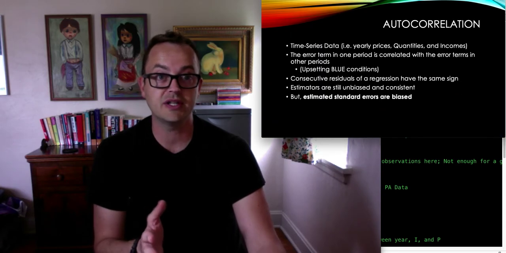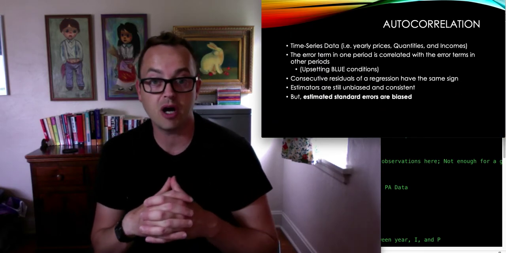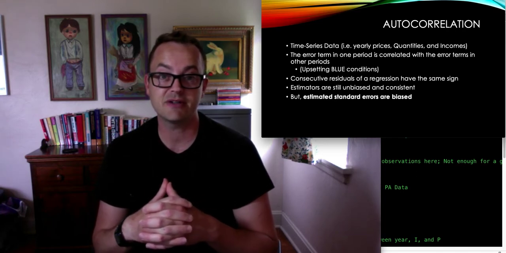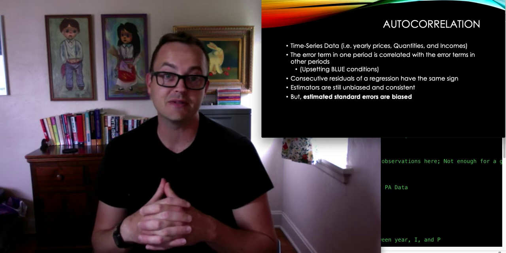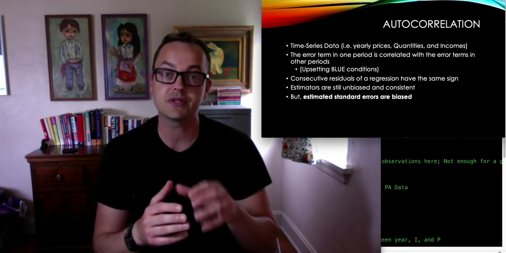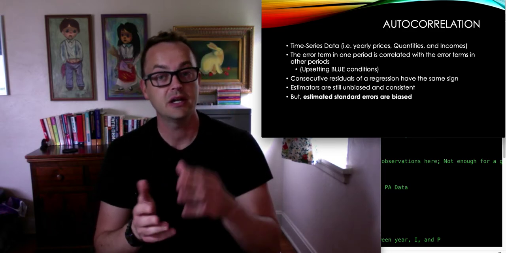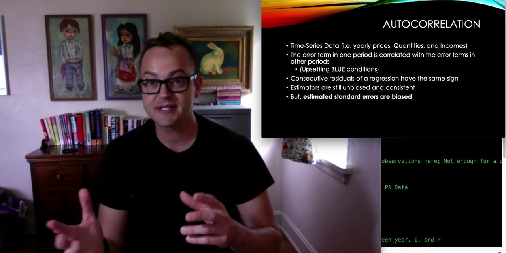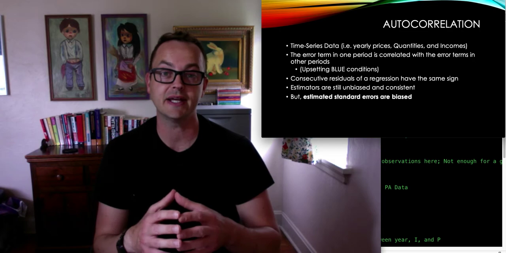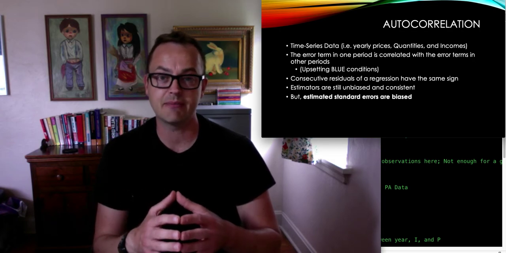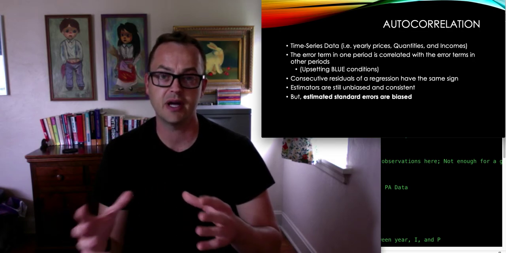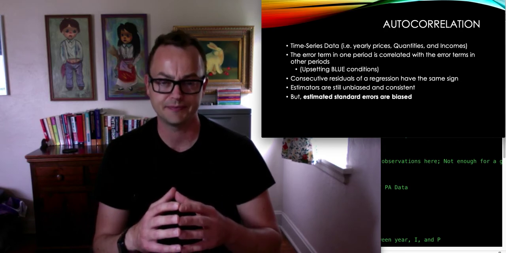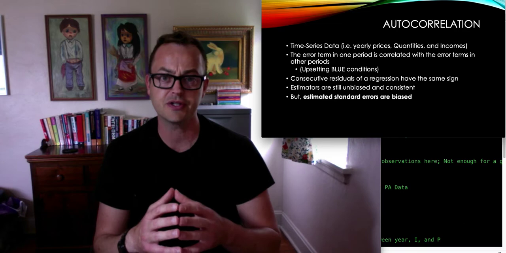So autocorrelation is a problem that comes into play when you are working with time series data. It is a problem with error terms. So time series data, maybe you have year by year price, quantity, income data. In the example I'll give in a minute, we'll look at cigarette sales and prices over a number of years.